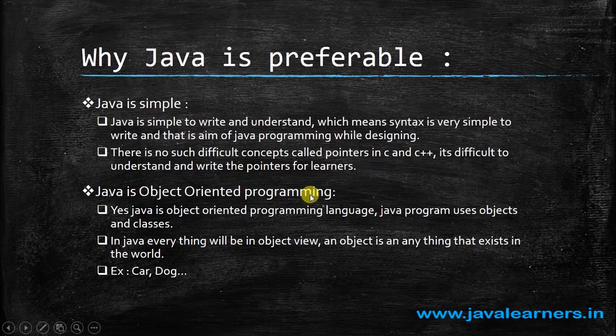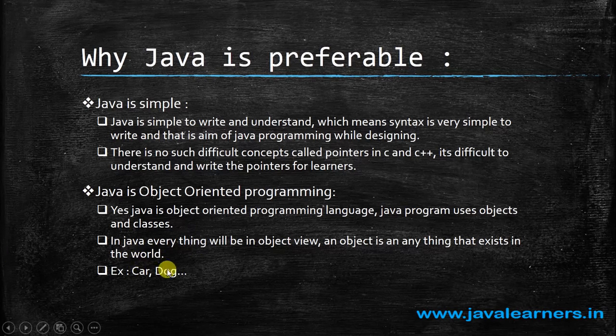Java is an object oriented programming language. How? Yes, Java is an object oriented programming language. A Java program uses objects and classes. In Java programming we have classes, and the program uses objects. In Java, everything is considered an object, and it is seen in an object view. An object is anything that exists in the world, you can say.